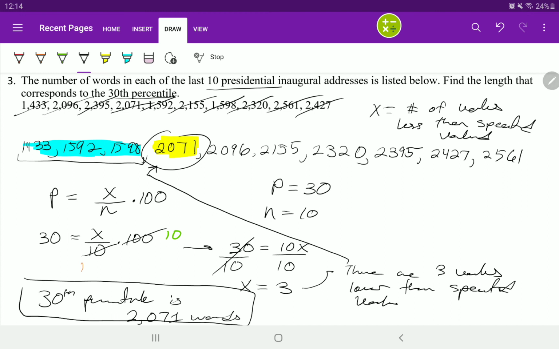All right, guys, that is it. That is how we find a value that corresponds to the percentile. I'll see you soon.